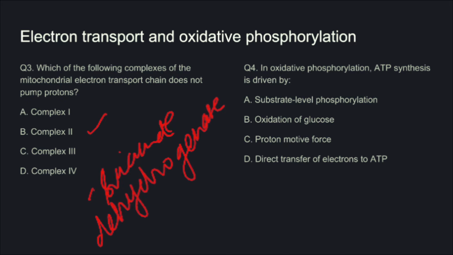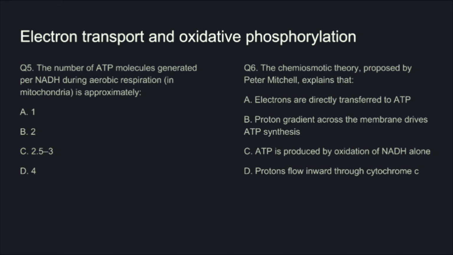Now question number 4. In oxidative phosphorylation, ATP synthesis is driven by, options are A. Substrate level phosphorylation, B. Oxidation of glucose, C. Proton motive force, D. Direct transfer of electrons to ATP. The correct answer for this question is option C. Proton motive force.